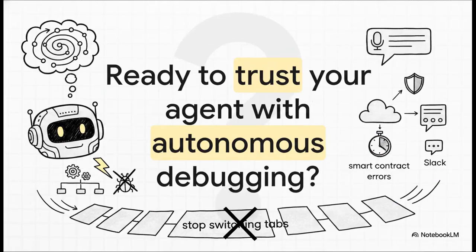So, I want to leave you with this final thought. Are you ready to trust your AI agent with the heavy lifting of autonomous debugging? We've seen how Arguslog takes error tracking from a manual, dashboard-heavy chore and turns it into a zero-friction, chat-based dialogue. From that crazy 3-second install to resolving complex smart contract errors to triaging everything right inside Slack, this is the future of the software development workflow.